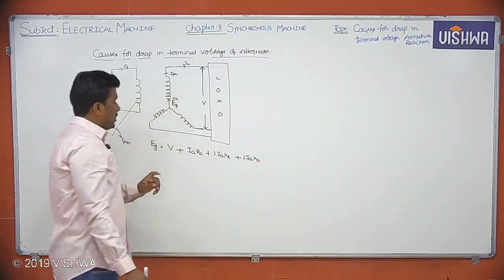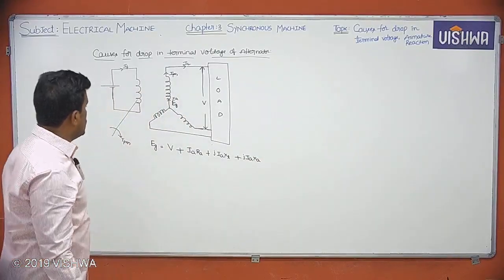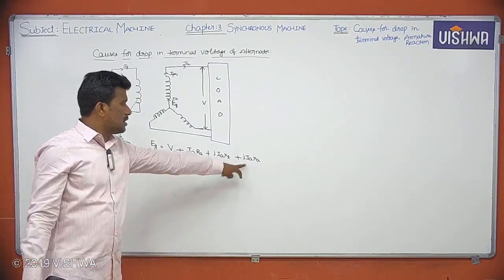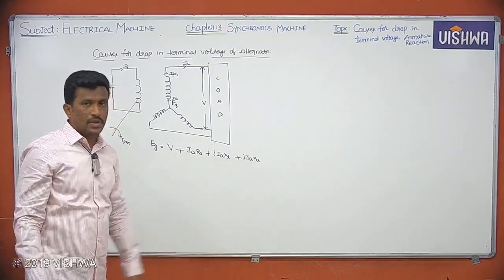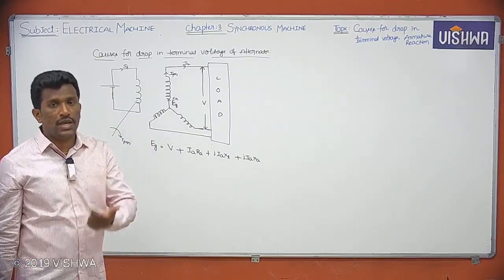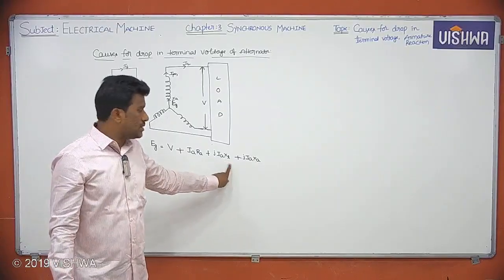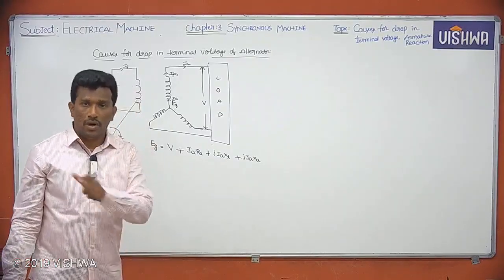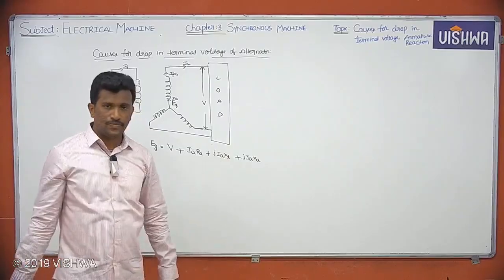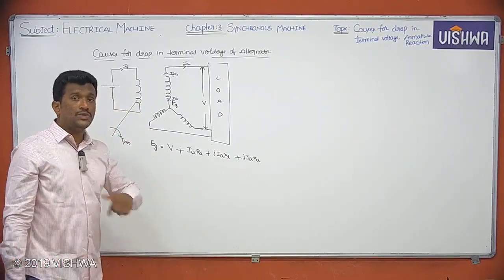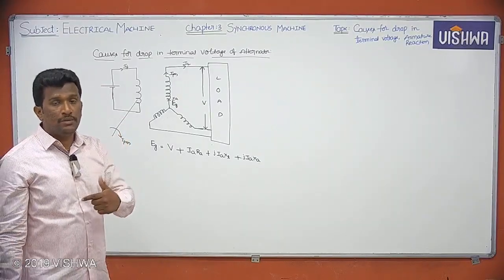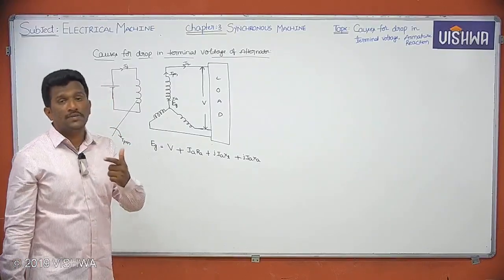Observe it clearly. Armature resistance drop I just showed with RA. Leakage flux drop and armature reaction drop I'm showing with the reactance symbol X. Why? It's very simple. Because of leakage flux and because of armature reaction, you will have only drop, not losses. That's why you have to show that drop with reactance parameter X. Because of armature resistance, in addition to drop IA RA, you will have loss, IA squared RA, coming into picture. That's why let me represent that drop with the resistor parameter R.